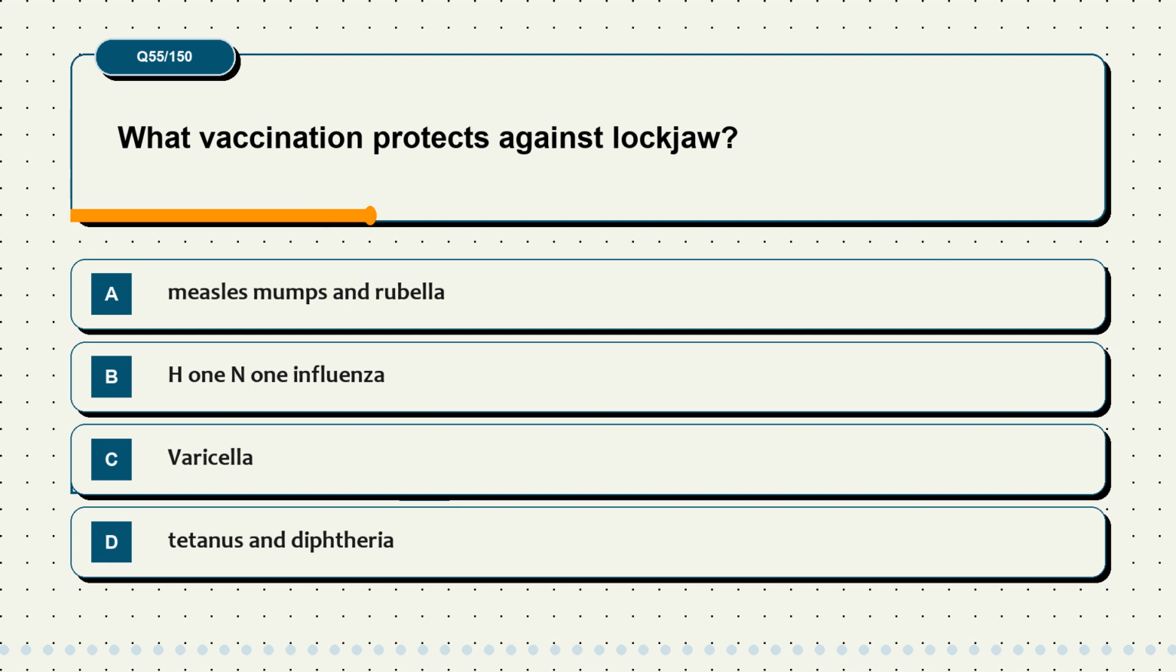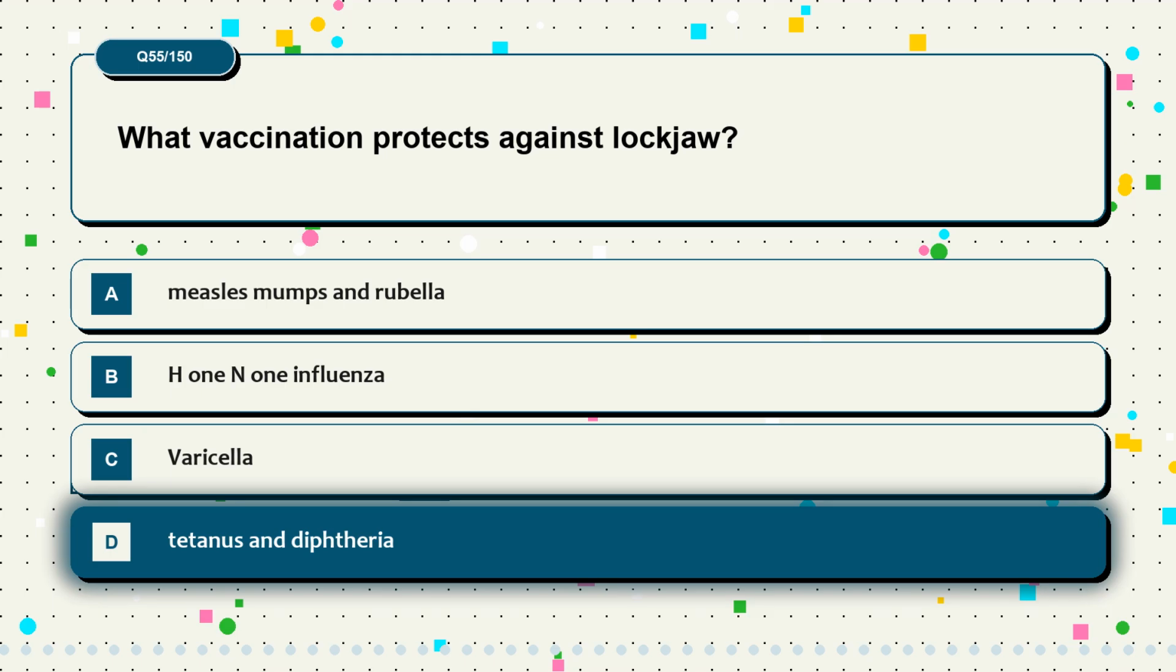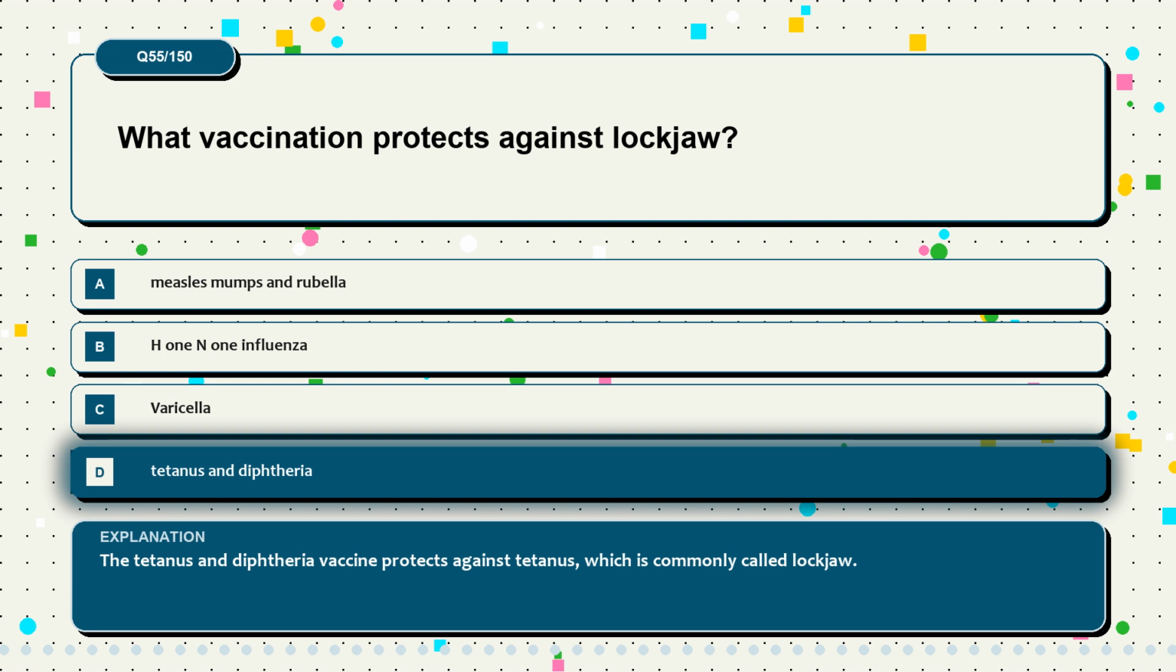Here are the options. Option A, measles, mumps, and rubella. Option B, H1N1 influenza. Option C, varicella. Option D, tetanus and diphtheria. The correct answer is option D, tetanus and diphtheria. The tetanus and diphtheria vaccine protects against tetanus, which is commonly called lockjaw.